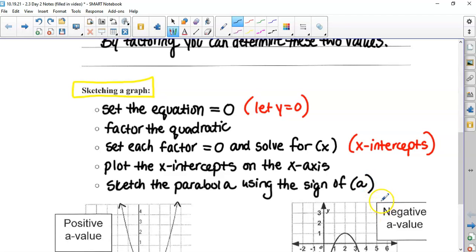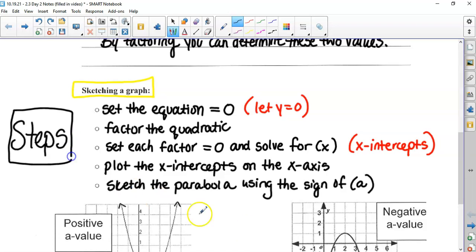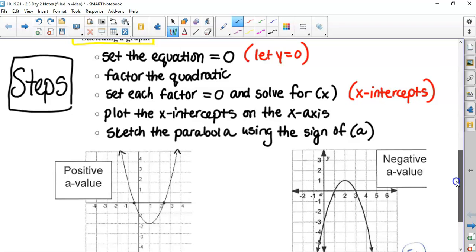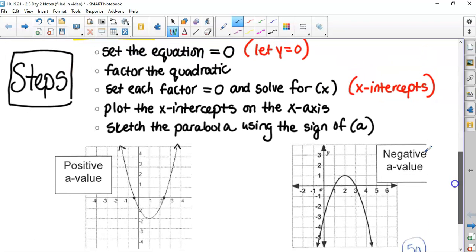Sketch the parabola using the sign of A. So these are going to be our steps. We have a quick reminder about the sign of A. So let's exaggerate this for our brains. Positive A value. So if A is positive, it opens up.